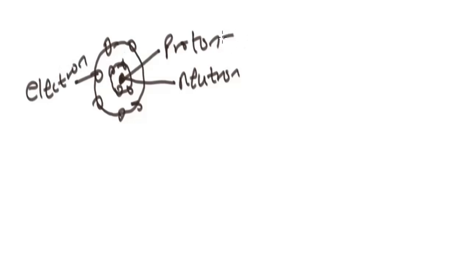So the proton is positively charged, whereas the electron is said to be negative. The neutron is said to be neutral, so it does not have a charge. So it's important you take note of these signs. The proton positively charged, the electron negatively charged, and the neutron is neutral, does not have a charge.